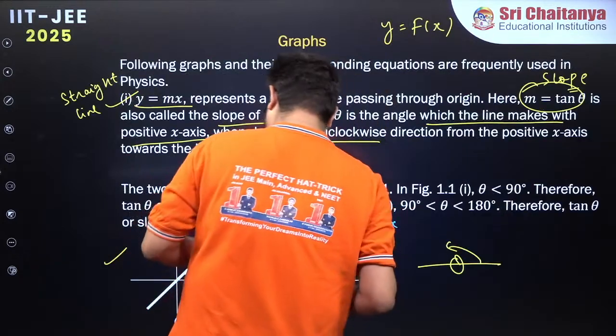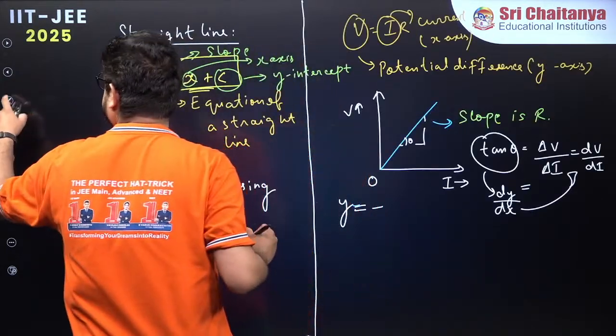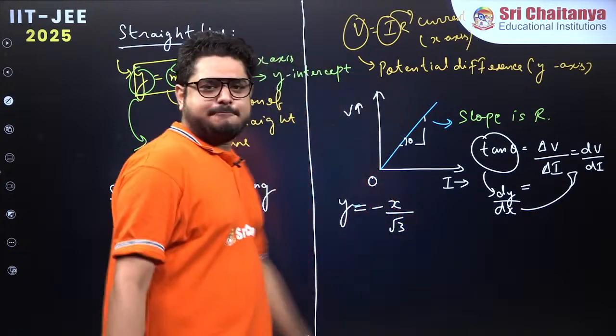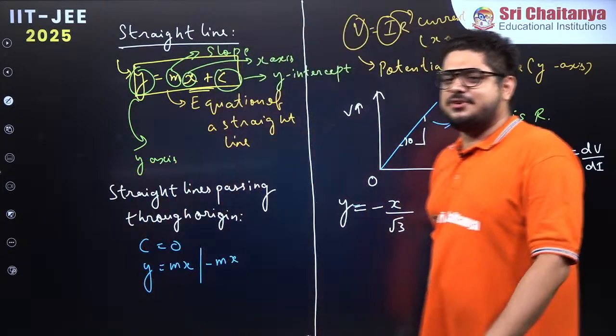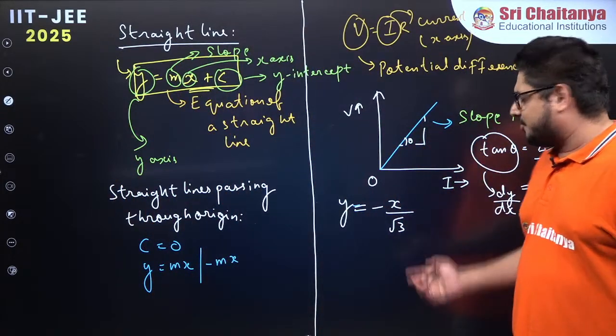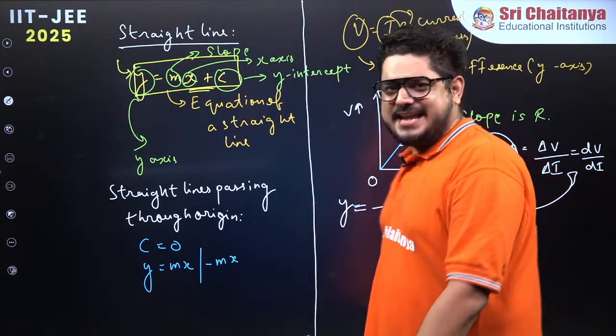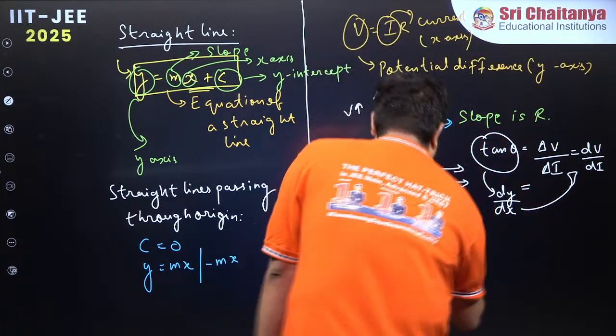Let's say y is equal to minus x by root 3. So now what do you think, how can the straight line be constructed? I can construct this straight line just like that.